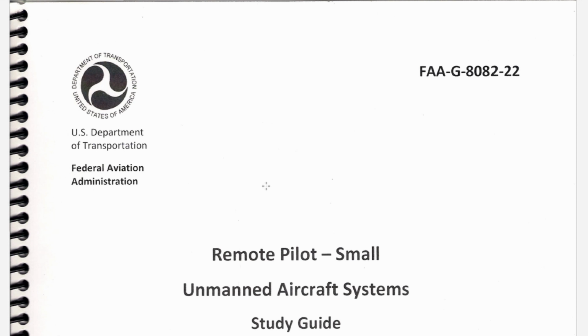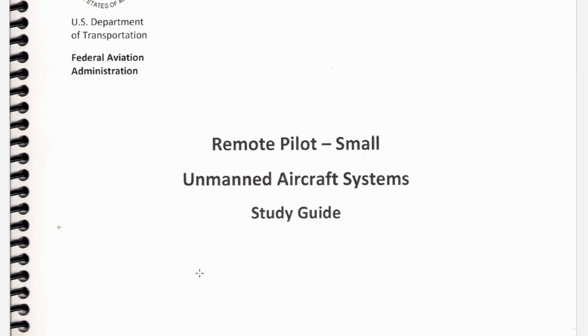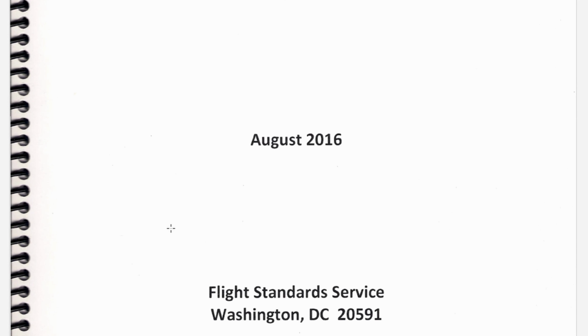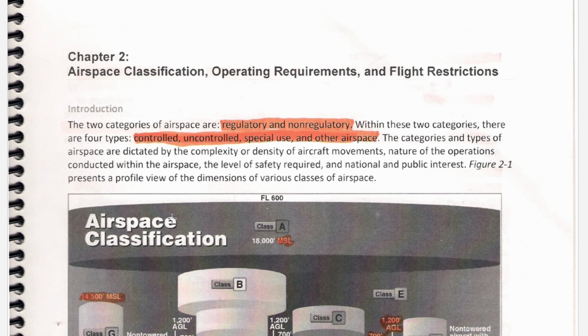So you need to go to the FAA's website. This book is free. Burn it to a CD or flash drive, take it to Humpo, have them print it out, put it in a binder. Everything on your test is going to be in this book. So read this book. I think it's only 70 pages.